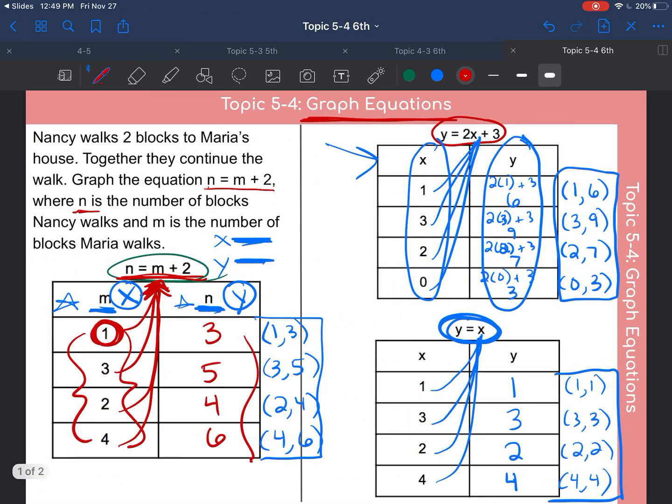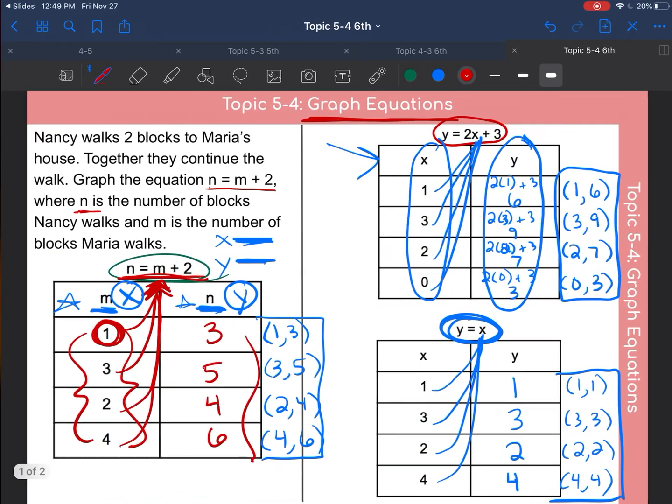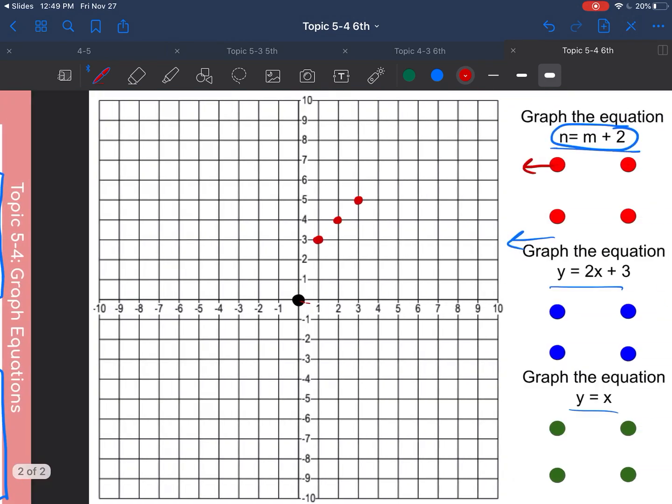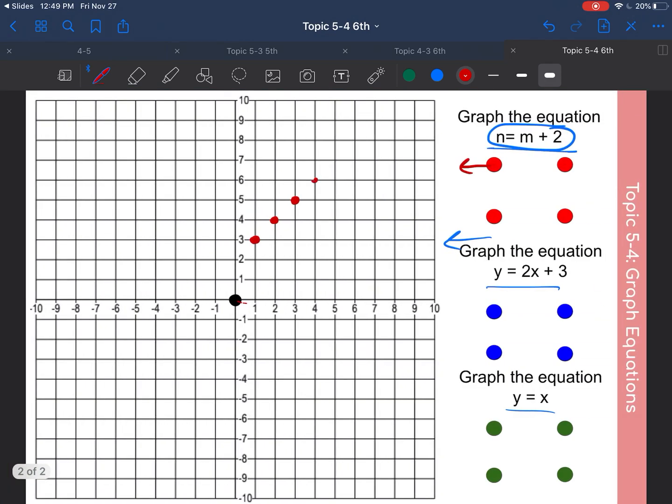The next one is 2, 4, okay? So over 2, up 4 right here. And the last one is 4, 6, over 4, up 6. And you can see right now that if you were actually to connect all of these, it would form a straight diagonal line. And this line actually has a name.